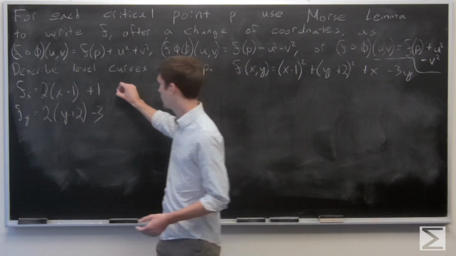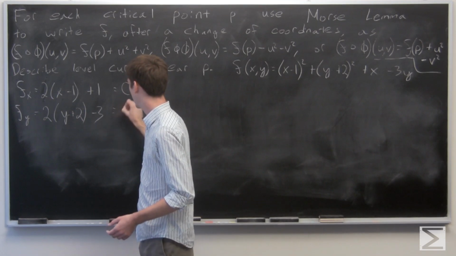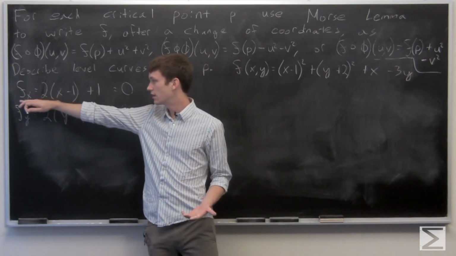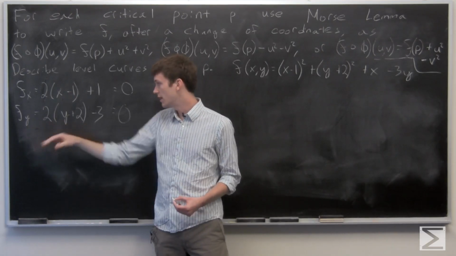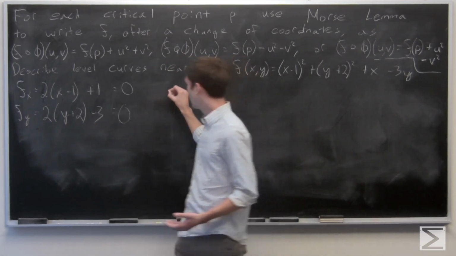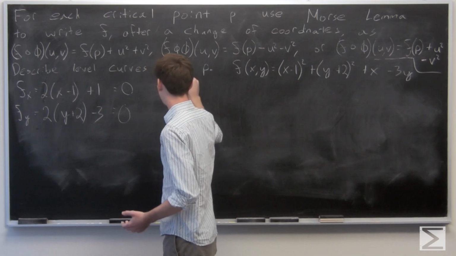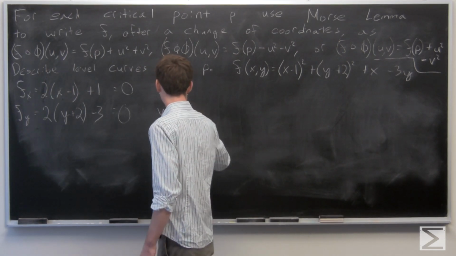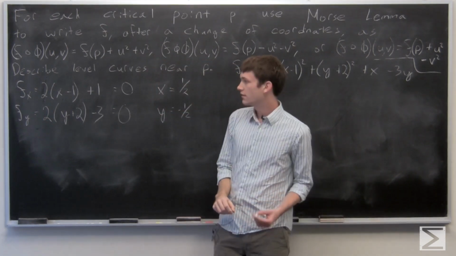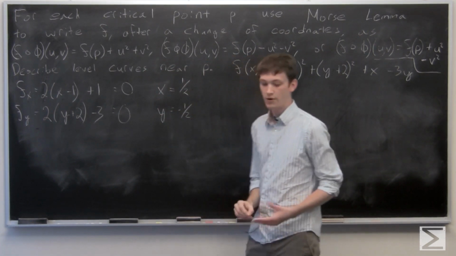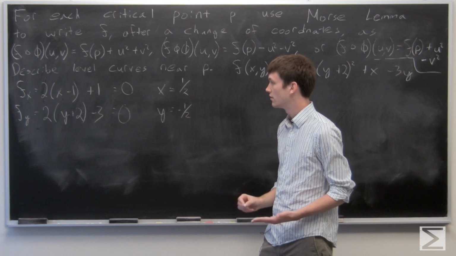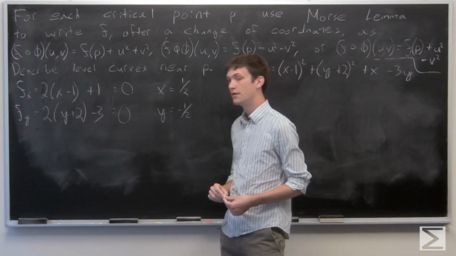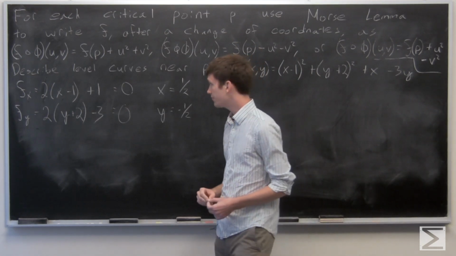And we want to find when our gradient vector is equal to 0, or when each of its components, and hence f sub x and f sub y, are equal to 0. And we find that x is equal to 1/2, y is negative 1/2. And we want to now calculate what the Hessian matrix is and the determinant of it at our critical point.